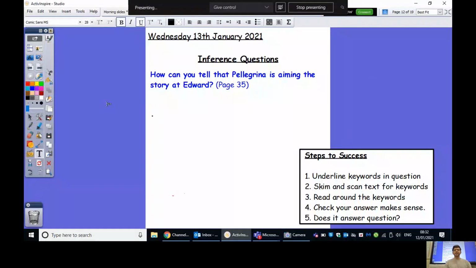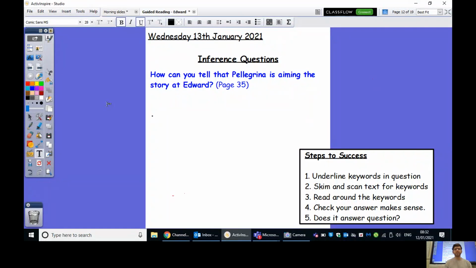There we go. Excellent. So the first inference question that we've got, how can you tell that Pellegrina is aiming the story at Edward? Of course, this is the story, the fairy tale that's being read to Edward and Aveline just before bed. So remember, what's the difference again? We looked at literal questions yesterday where the answer is in the text. What is an inference question again?